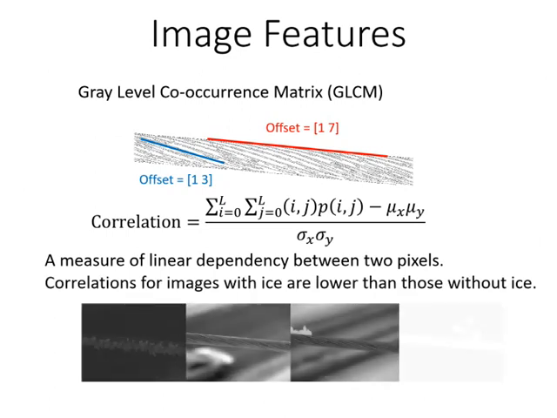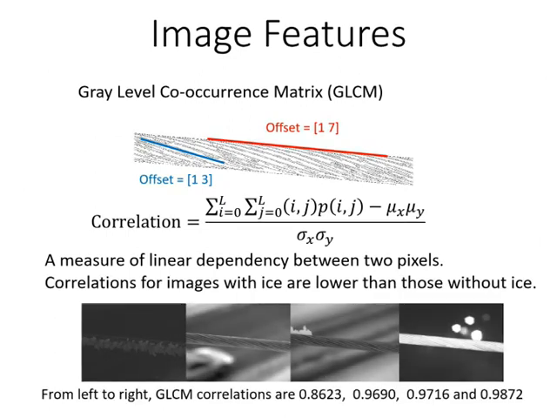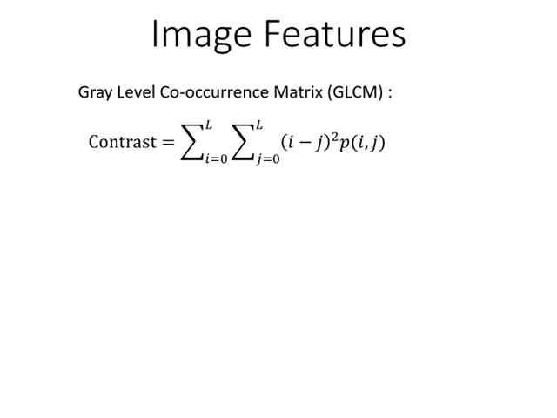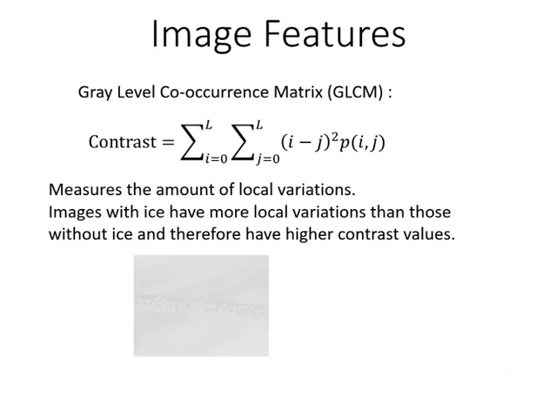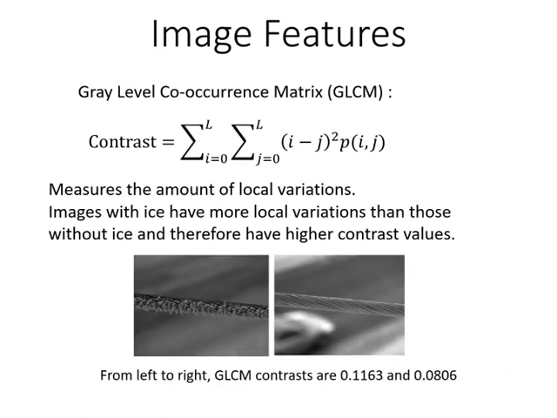As we can see, correlations for images with eyes are lower than those without eyes. Correlation in the third image is rather high, indicating that there might not be eyes, but as we can see, there is an accumulation on the left, as indicated by the arrow. We will need to consider these cases. Another metric that can be used is contrast, that measures the amount of local variations. Images with eyes have more local variation than those without eyes, and therefore have higher contrast values, as we can see on the images on the bottom.